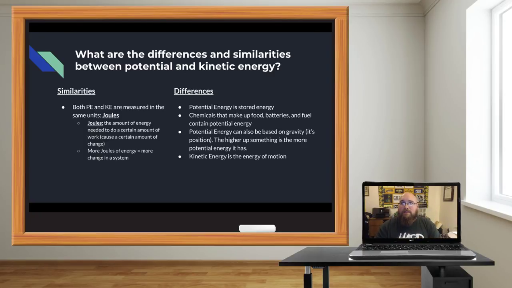Now for the differences. Potential energy, of course, is stored energy. Stored energy can be found in chemicals, like what makes up food, batteries, and fuel. These are all potential energy examples. And potential energy can also be based on gravity, its position. So the higher up something is, the more potential energy it has.